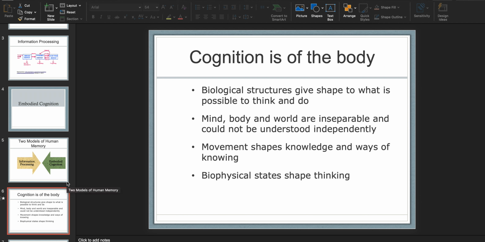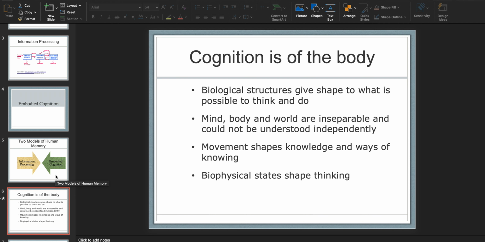Then we have another strand where mind, body, and world are inseparable and cannot be understood independently. The idea here is that what people think is not separated from the world. What our consciousness is, is part of the context, and so we don't have thoughts that are independent of that particular moment. Another strand is that movement shapes knowledge and ways of knowing. How we move through the world, the way space is structured, and how we can move through those structures shapes possibilities for what we can think.